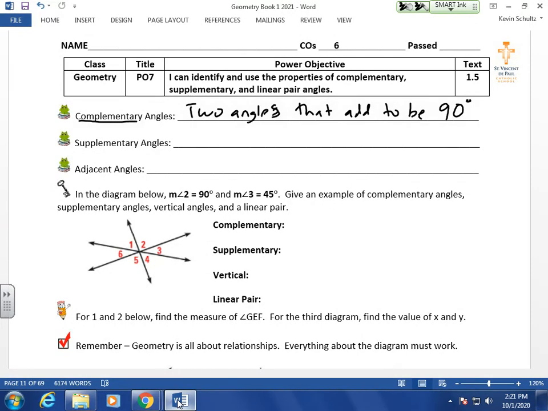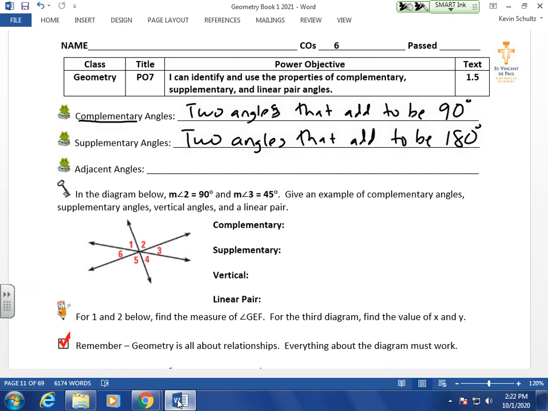How about supplementary angles? Good. At this rate, we might get to do another objective. No, don't be so smart. All right. Two angles that add to be 180 degrees.